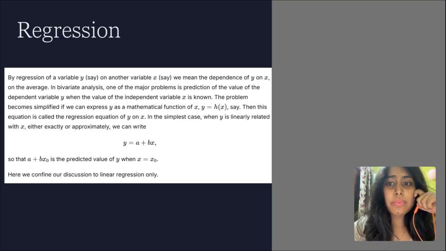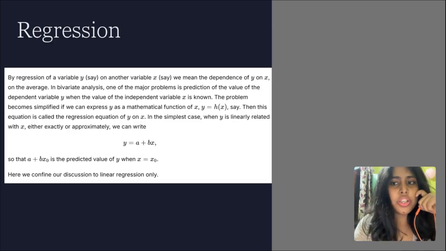The problem becomes simplified if we can express y as a mathematical function of x, y equals h(x), say. Then this equation is called the regression equation of y on x. So instead of guessing, we want a formula. If we can write y as some function h(x), that formula is called the regression equation. It is our prediction machine.